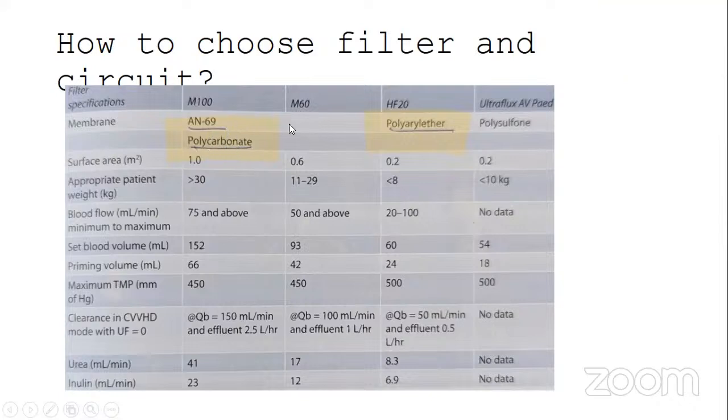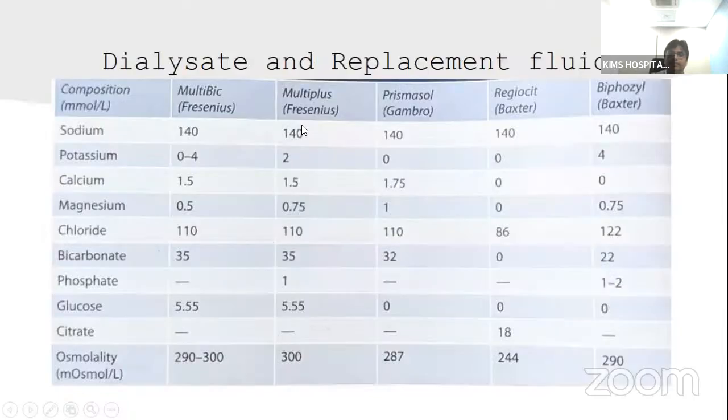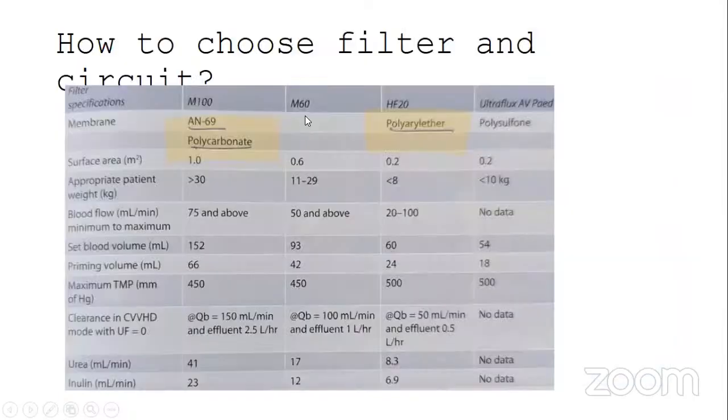So these filters should not be primed with blood. If you prime with blood, there will be an inflammatory reaction because of bradykinin release syndrome, and a lot of inflammation will be occurring in the filter, and hypotension will occur following priming with the blood. So consider not to prime the circuit with the blood. Okay, so the HF20 circuit can be primed with the blood.